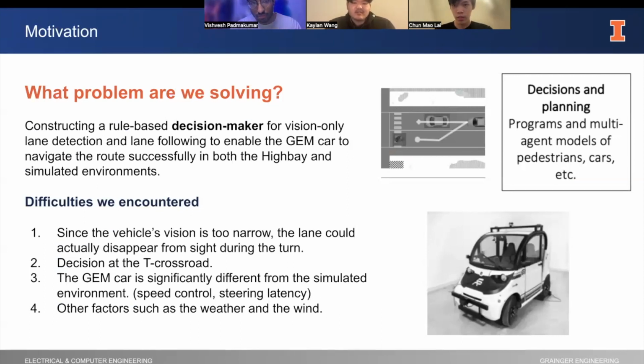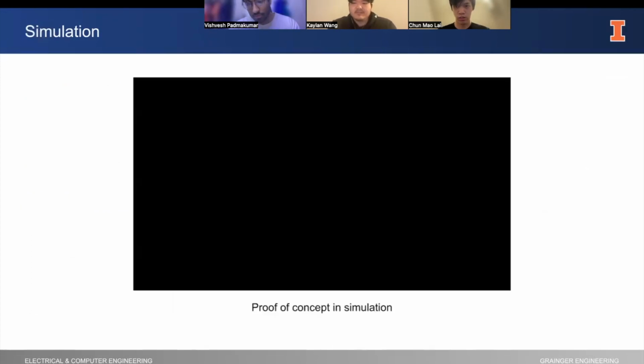Making a decision at the T crossroad, whether to make a left or a right when we're exiting the loops. The Gem car is also significantly different from the simulated environment, so we need to change the parameters as they relate to speed control and steering, and other factors such as weather and the wind.